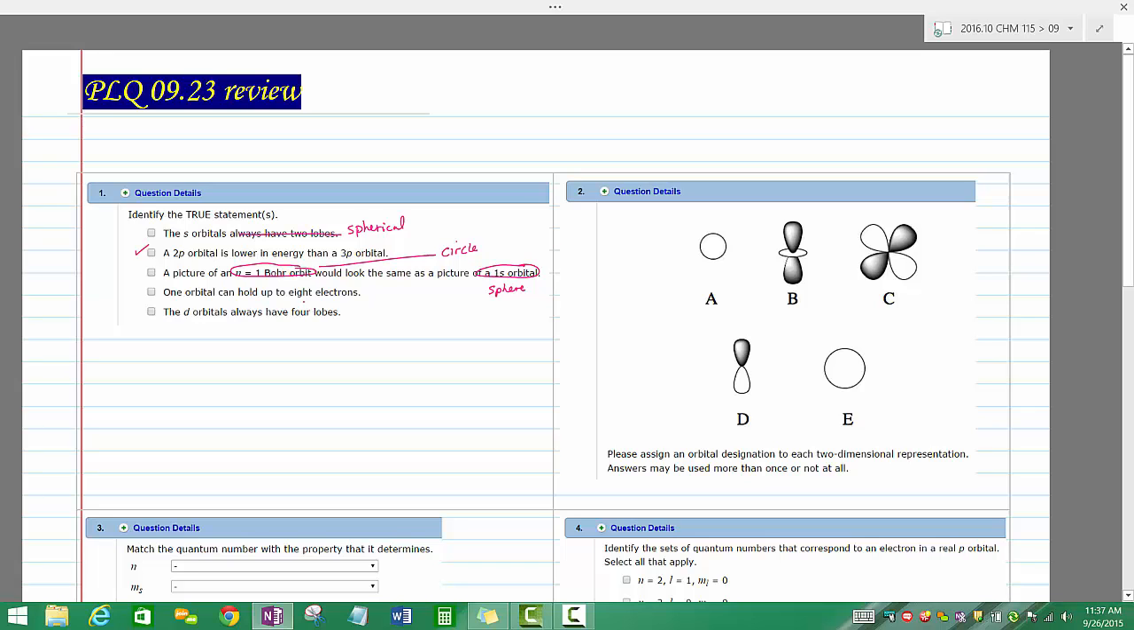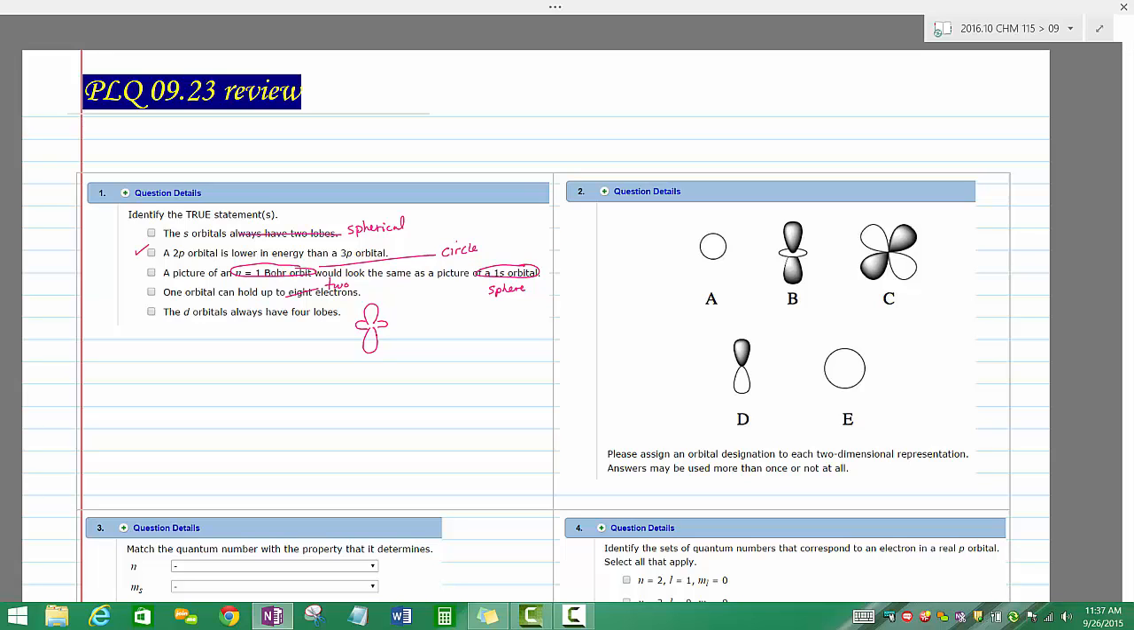One orbital can hold up to not 8 electrons, but a maximum of 2. And the d orbitals don't always have 4 lobes. Most of them do, 4 out of the 5. But there is one that is something like that. So that is not correct either.